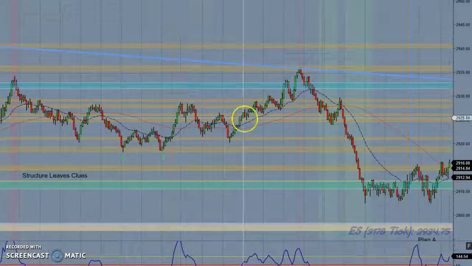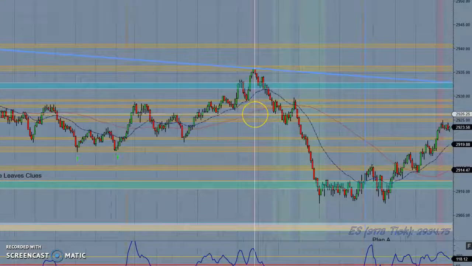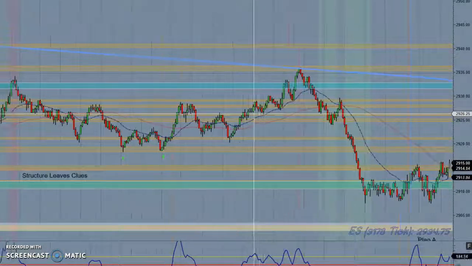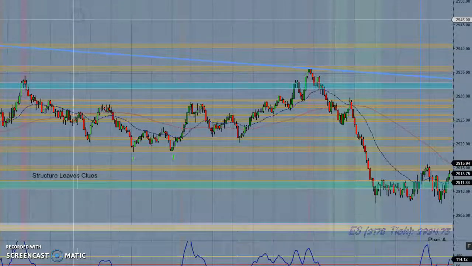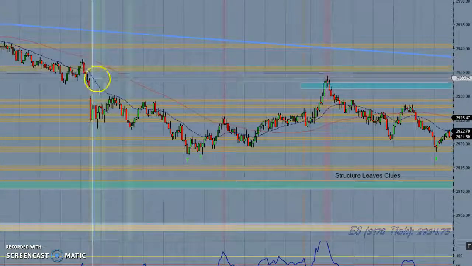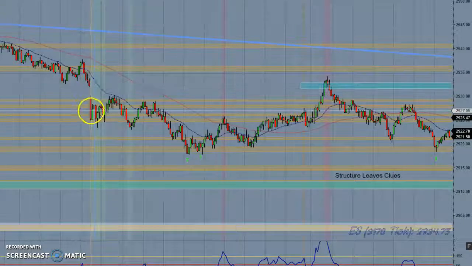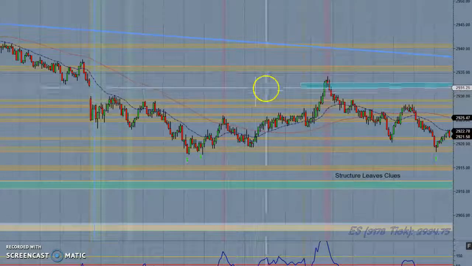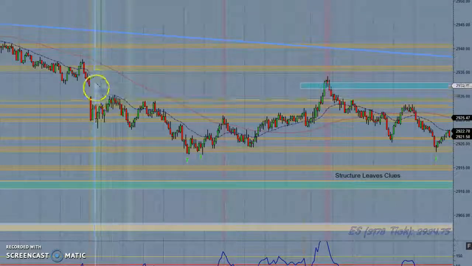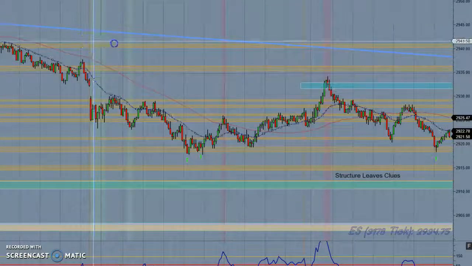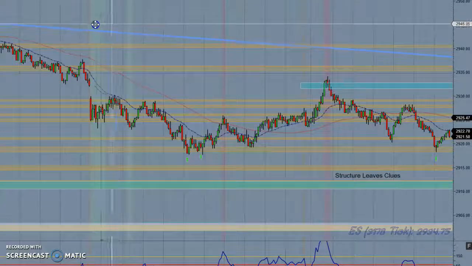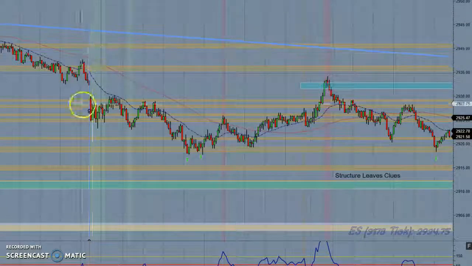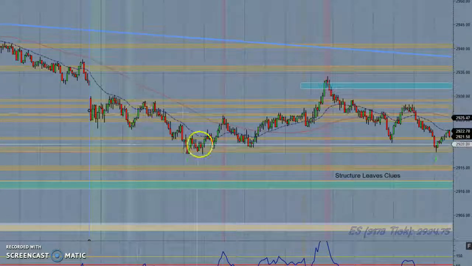Okay, another example. Let's see. Okay, so we got a resistance right here. Okay, of course it's a gap, right? And it filled. Look, how many days is that? It's within 1 day and a quarter. So we start off the day right here, market cash open, right?